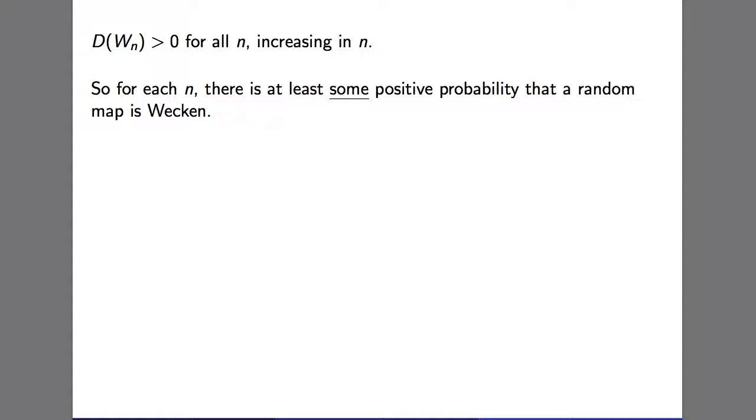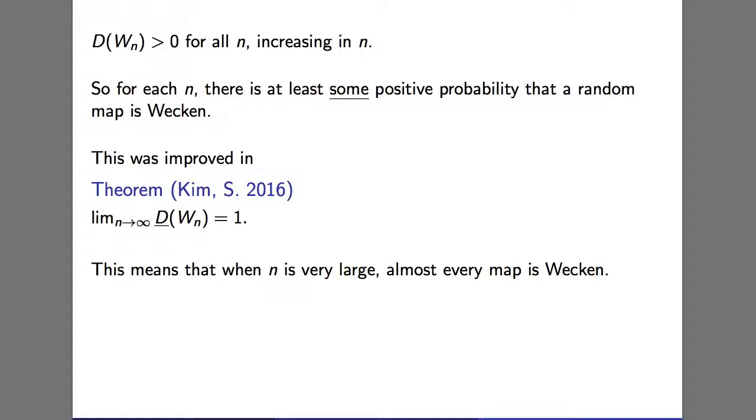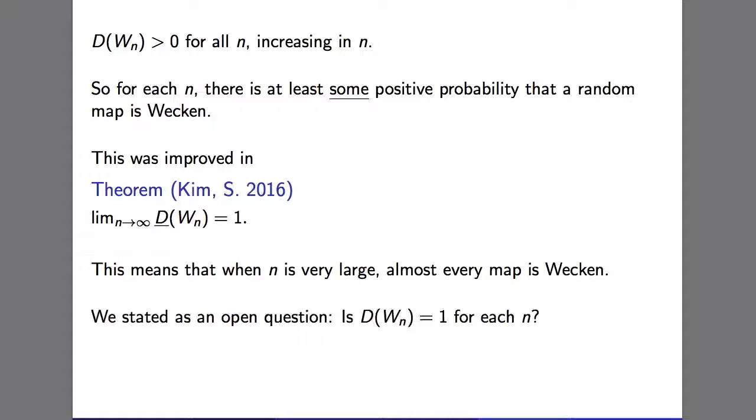And this was nice. We actually improved this quite a bit, Sungwon and I. This says 2016. Actually, this paper was written in maybe 2013, but it took forever to be refereed and still hasn't appeared, hopefully, in 2016. Anyway, we showed that this limit, I said it's increasing in n, actually the density approaches 1 in n. So when n is very large, you should expect almost every map has the property. And I think this was interesting. And we stated as an open question in this paper, is it actually equal to 1 for each n? That would certainly be a better result than this.